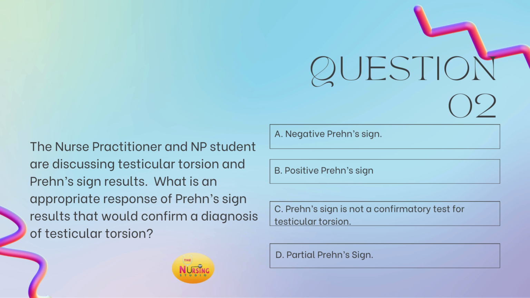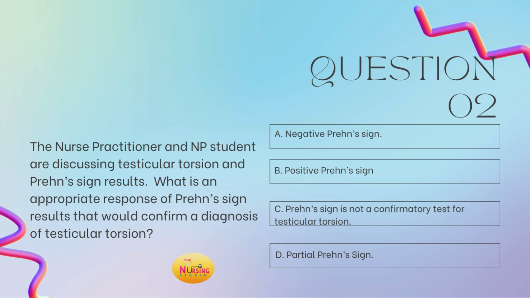All right, so the stem of the question states, what is an appropriate response of Prehn sign results that would confirm a diagnosis of testicular torsion? And this is one of those knowledge-based questions. So your answer here is a negative Prehn sign.